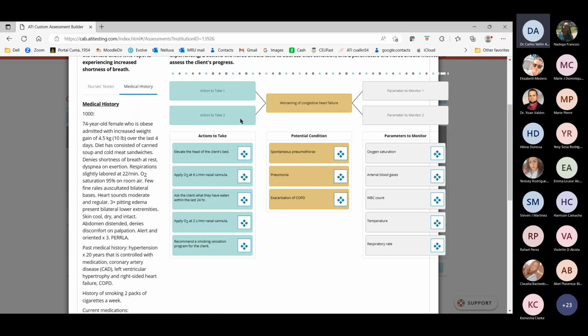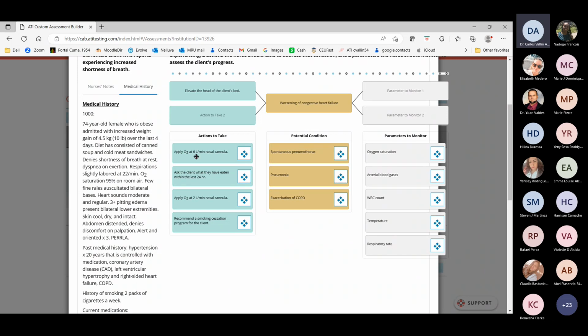It's very similar to the previous case. So, do we elevate the head of the bed? Yes. So we have apply oxygen 6 liters per minute. We have ask what the client has been eating in the last 24 hours. This is not pertinent, not useful at this moment. Apply oxygen at 2 liters per minute. Recommend a smoking cessation program for the client. So asking what she ate is nonsense. Elevation of the head of the bed is pertinent because the patient has a deterioration of the heart failure.